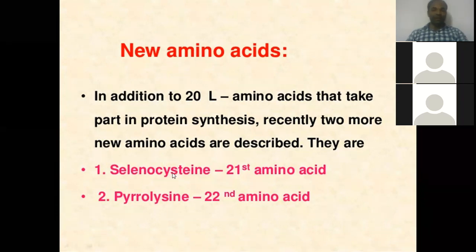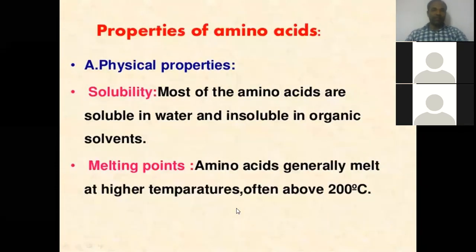The first one is selenocysteine. It is the 21st amino acid. And the second one is pyrrolysine, which is the 22nd amino acid. So you have a total of 22 amino acids which take part in the process of protein synthesis.